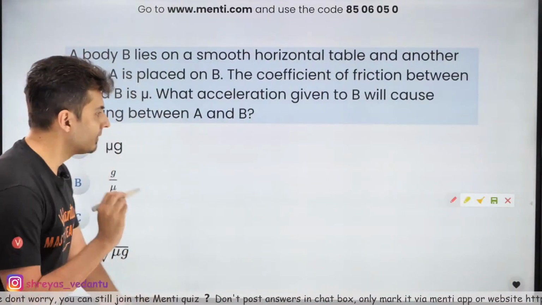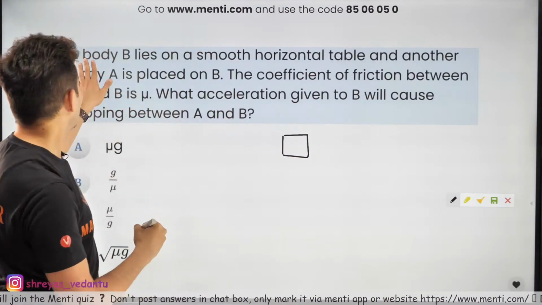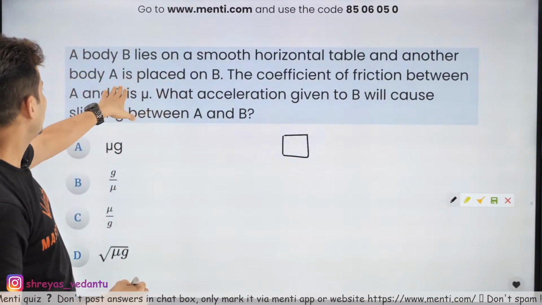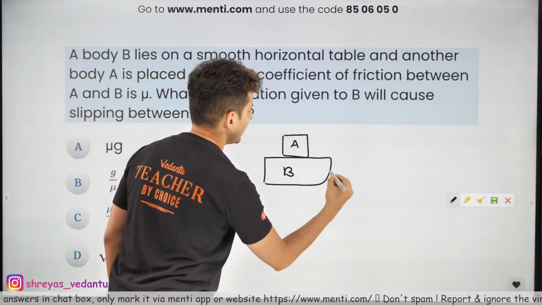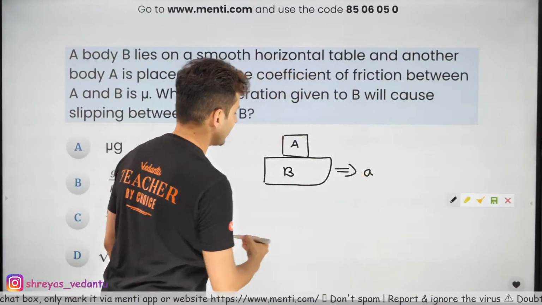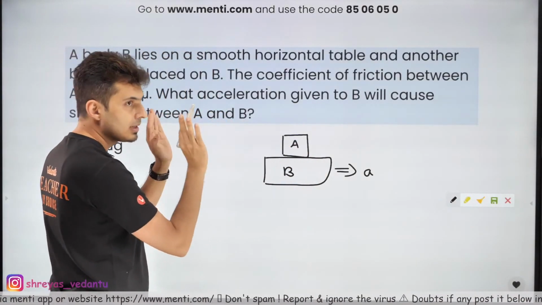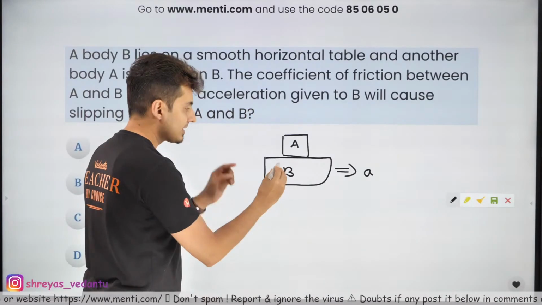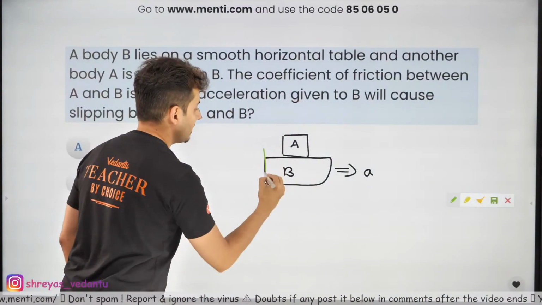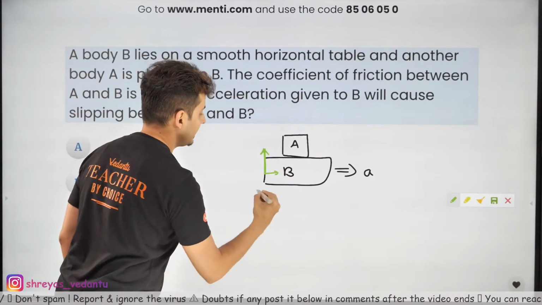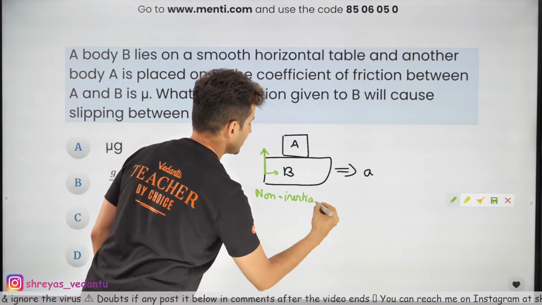See, according to the given question, you had a block B lying on some table. A is placed over B. So this was B, this was A. If you pull this with some acceleration, this should not slip. So if there is no slipping, that means, guys, think about it. If you sit on B, isn't it a non-inertial frame? Isn't it a non-inertial frame?